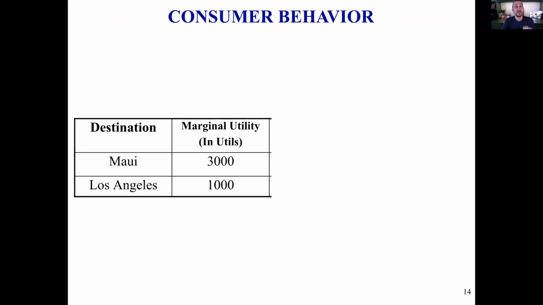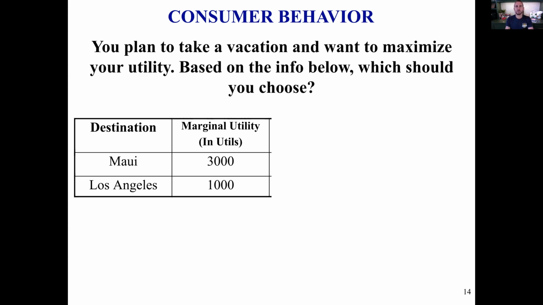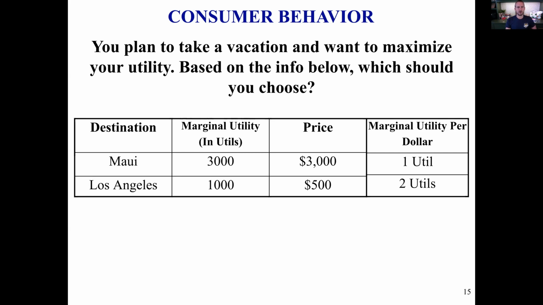So when it comes to spending your money, and we're going to look at the go-karts and movies example here in a second. If I showed you this information and I said you can take a trip to Maui and it would yield 3,000 utils, or to LA and it would yield 1,000 utils, just looking at this, you'd say, oh, well, I'll go to Maui, right? But once you put a price on it, then it changes the equation a little bit, okay? So if the trip to Maui is going to cost you $3,000 and the trip to LA is only going to cost you $500, your utility per dollar, you'd be better off going to LA because you're getting 2 utils per dollar as opposed to just 1 per dollar with Maui.